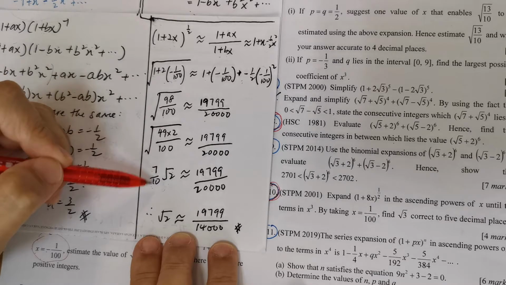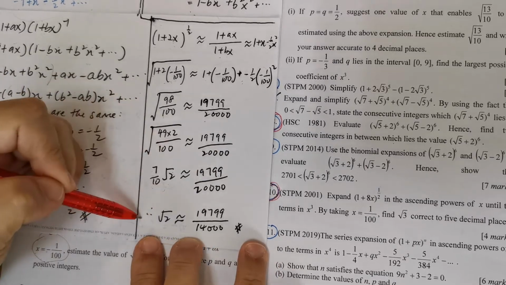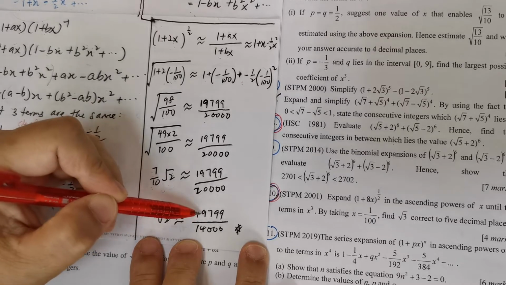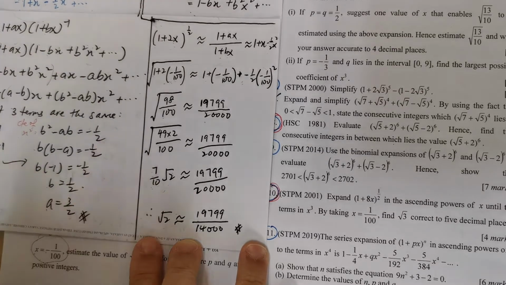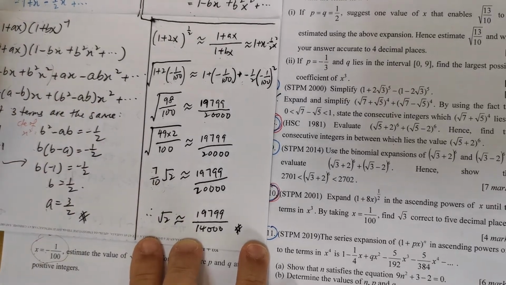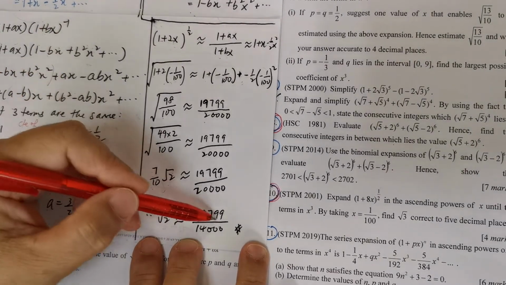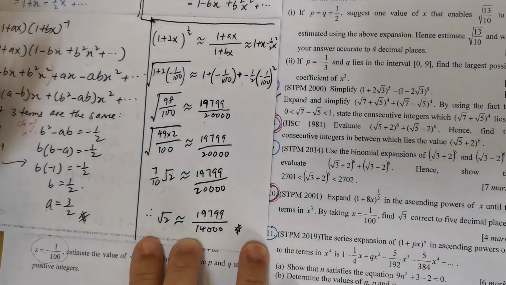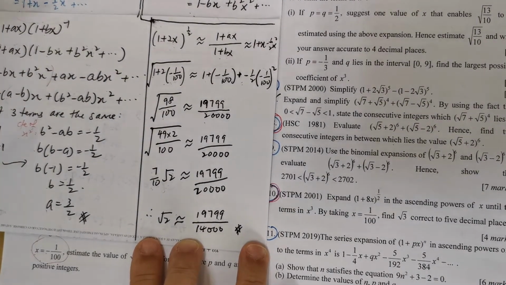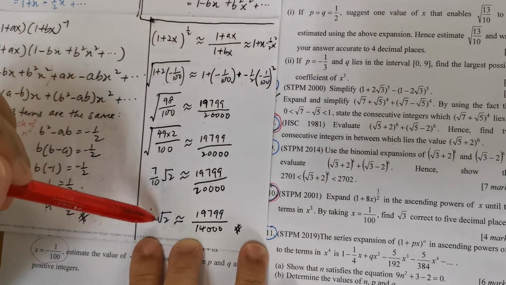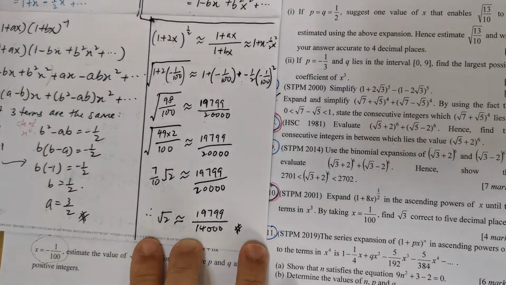Then shift your 7 over 10 to this side. Therefore, your square root 2 is approximate to this. Remember, they say both must be positive integers. They don't want decimals. You can check the answers by using your calculator. You will see both will give very approximate answers. So this is the question that we mean, how we are using the expansion to find the approximate values.